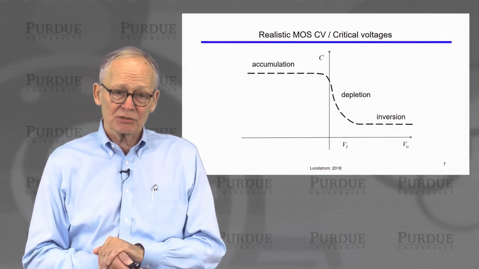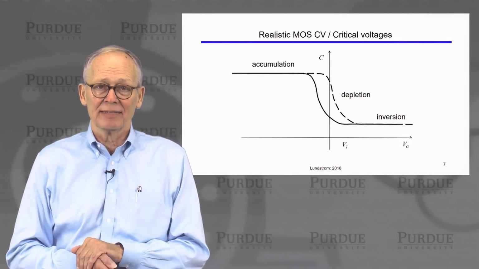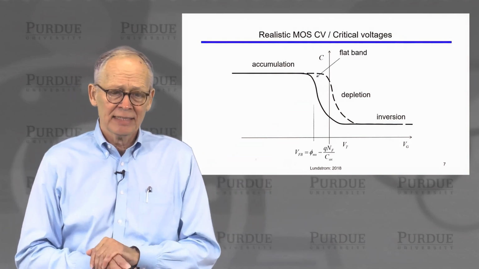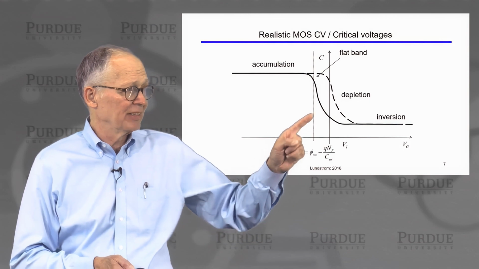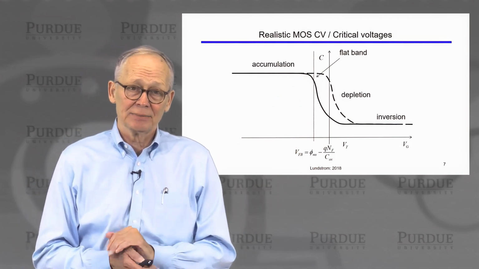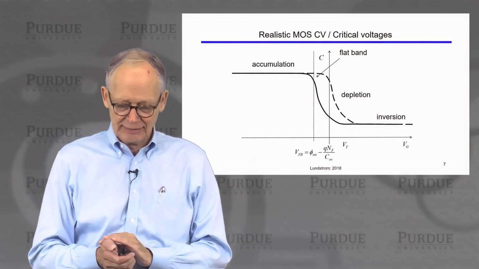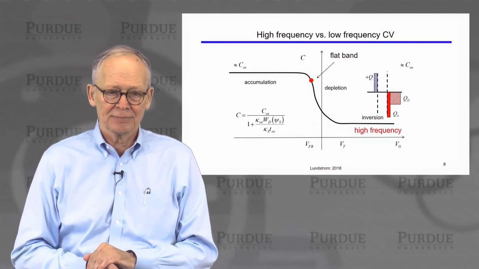Okay, now in a realistic structure, of course, we have to account for the metal semiconductor work function difference and any charges at the interface. So the flat band voltage will typically have a negative value in a p-type semiconductor. So we'll just shift the whole curve. We'll translate it to the left. So that's an easy shift to make.